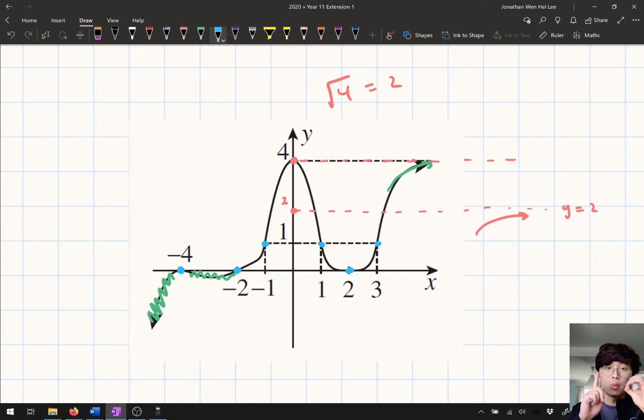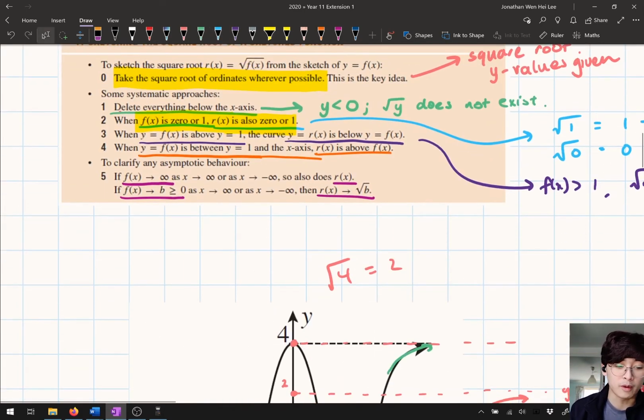Wherever it's 0 or 1, so whenever the y values are 0 or 1, my square root function is also going to be equal to 0 or 1 at that point. So that's that second dot point there. Wherever f of x is equal to 0 or 1, r of x is also equal to 0 or 1.